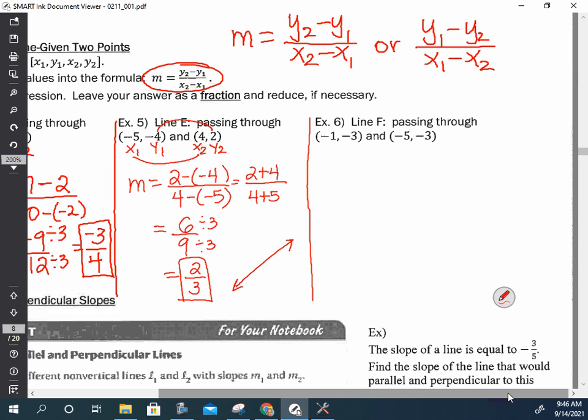So finally, example 6. Line F passing through (-1, -3) and (-5, -3). Once again, label your points. So your slope is, the y's go on top, so -3 minus -3, divided by -5 minus -1.